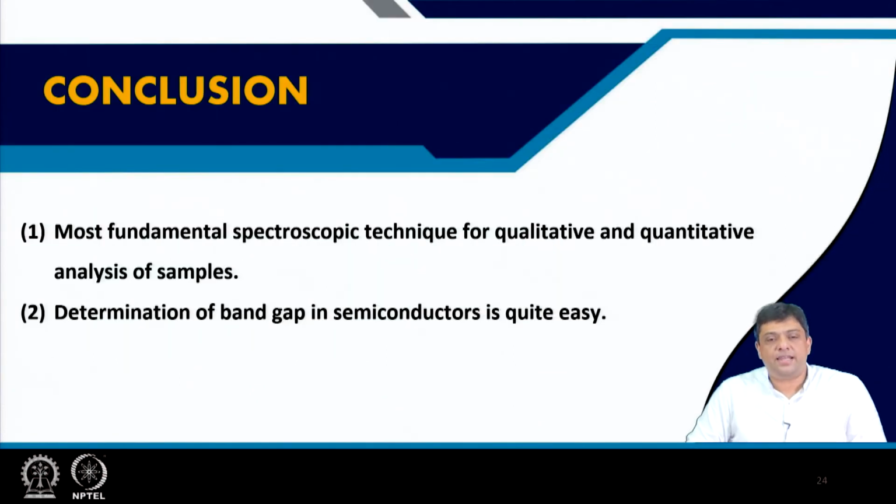So, let us end this lecture by clearly indicating that UV visible spectroscopy is one of the most fundamental spectroscopic techniques for qualitative and quantitative analysis of samples which have been discussed during this course, and this technique actually makes the determination of band gap in semiconductors a very easy concept and is also routinely used.